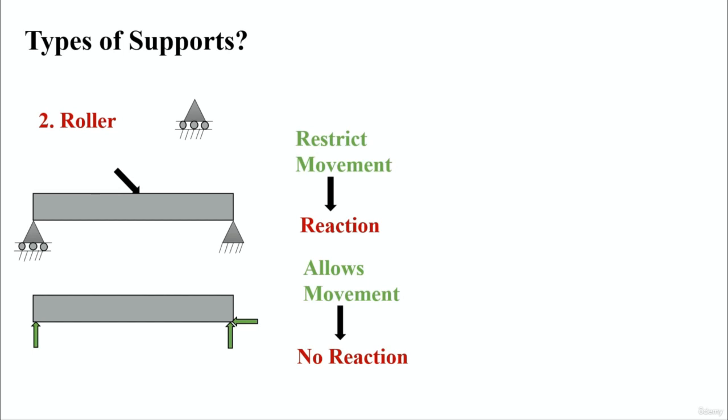Since the roller support allows the horizontal movement and the rotation movement, it restricts only the vertical movement. So that is why we are getting only vertical reaction in roller support.